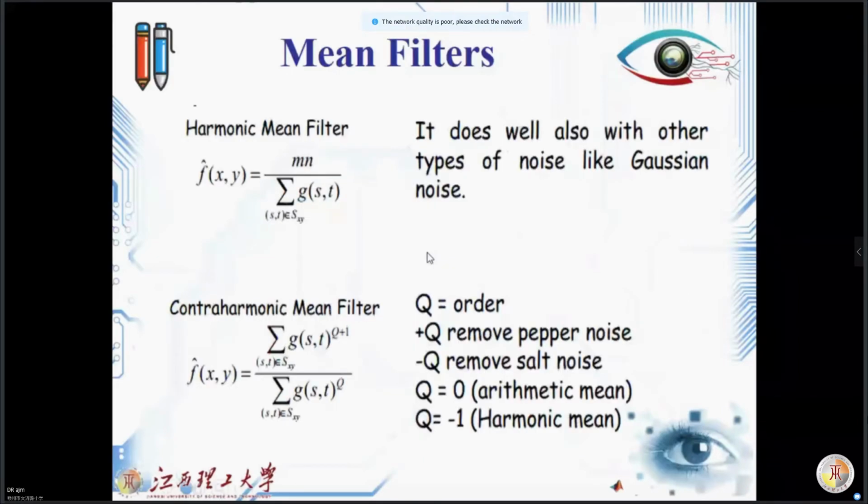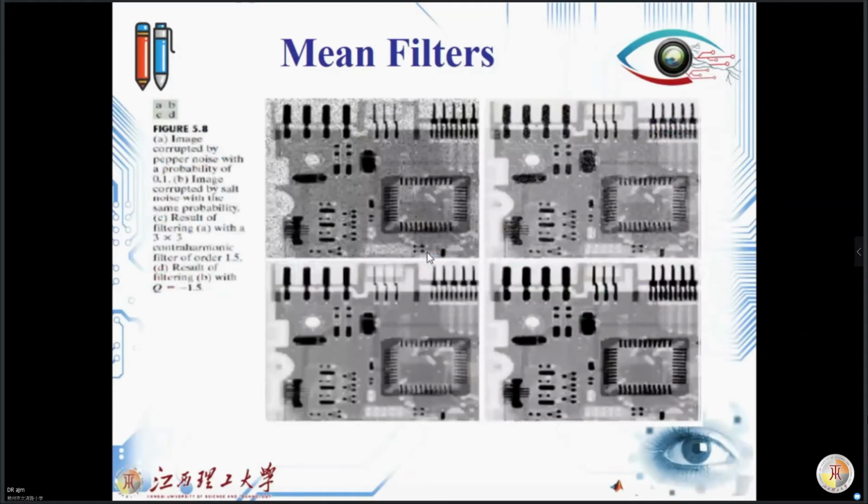The harmonic mean filter also works well with other types of noise like Gaussian, and we have the contraharmonic mean filter with this formula, with which we can also do the pre-processing. Let us see the effect of these two types of mean filter in the figure. You will see again we have the image which is corrupted by pepper noise, another type of noise that we talked about, or impulse noise.